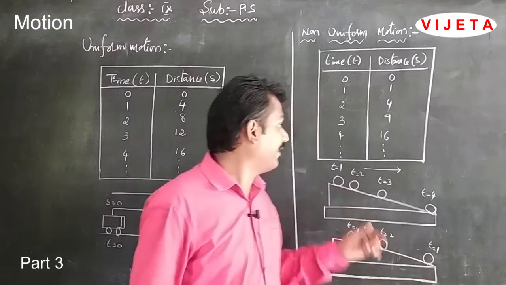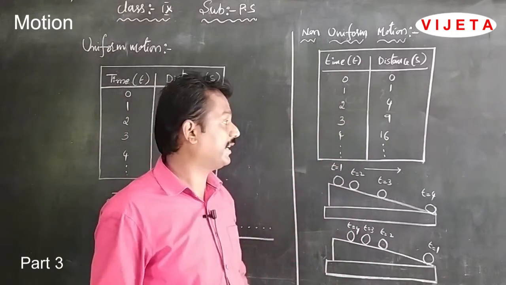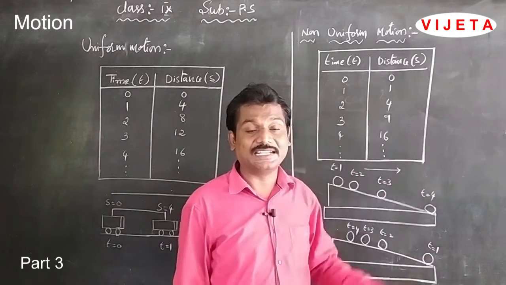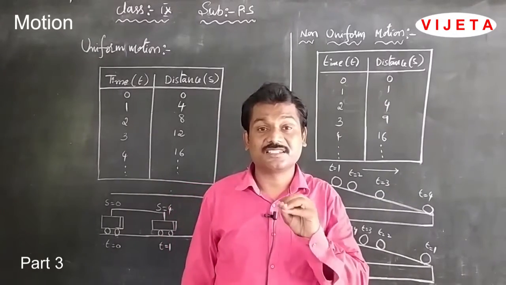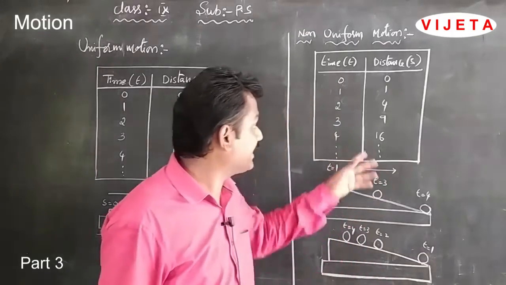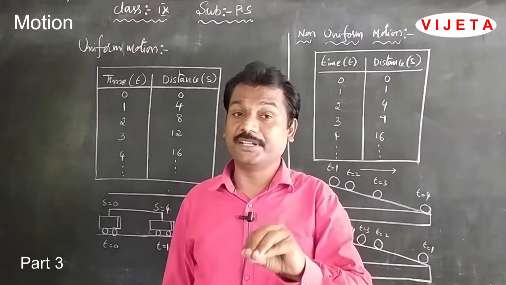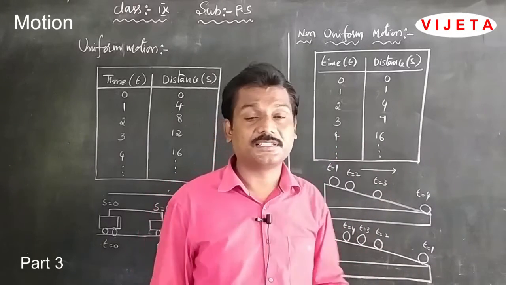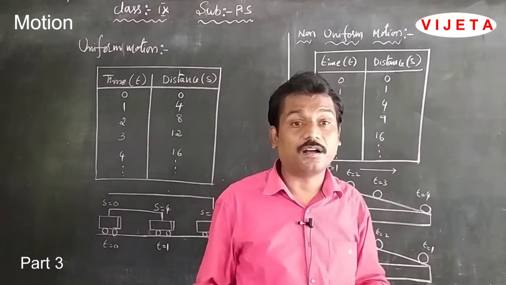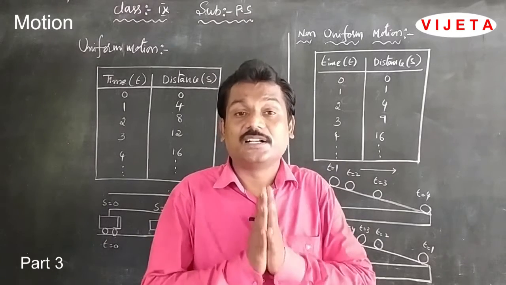You can observe that in the fourth second, the time gap is 4 minus 3, that is 1 second, and the distance covered is 16 minus 9, that is exactly 7 meters. In the first second it covered only 1 meter, in the second second it covered 3 meters, in the third second it covered 5 meters, and in the fourth second it covers 7 meters.